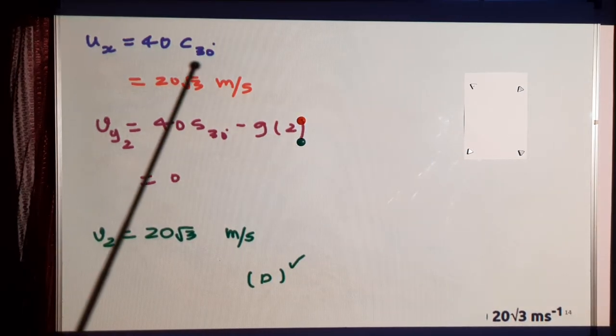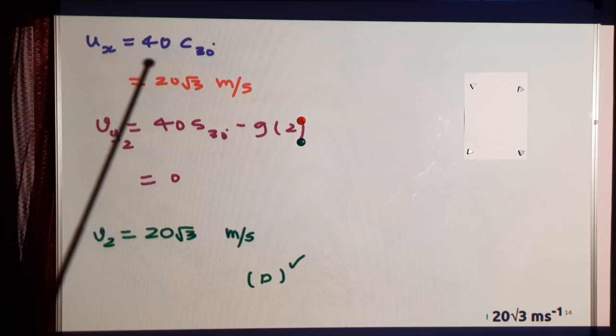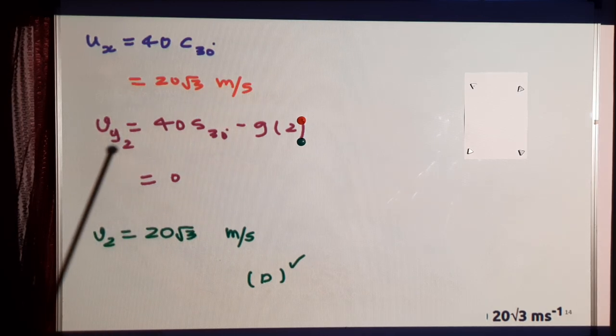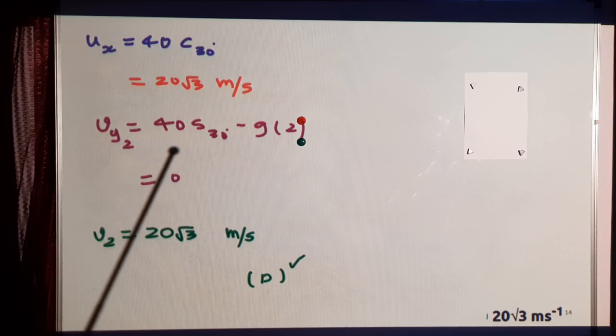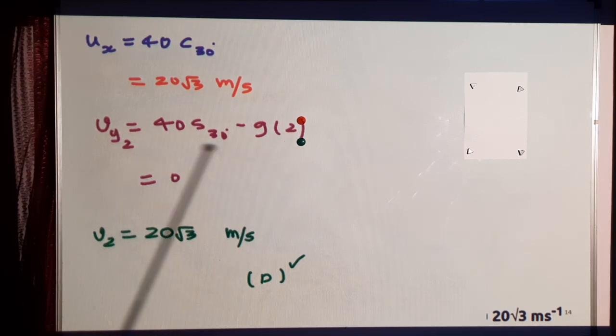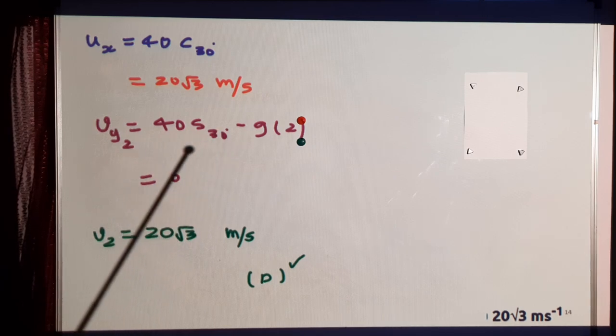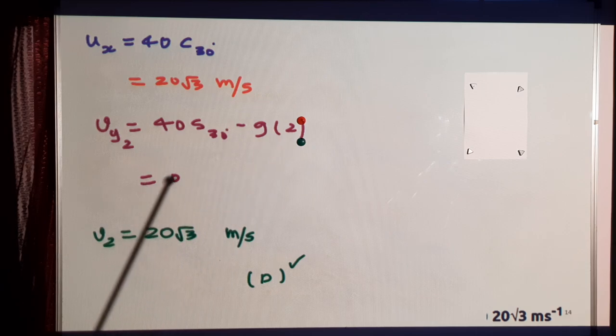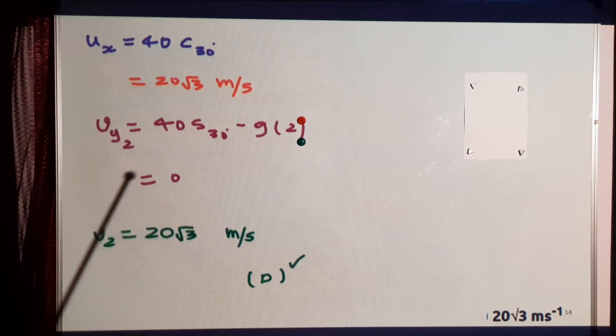The horizontal component of the velocity is 40 cos 30, which is 20 root 3, which is unchanged because there is no acceleration in the horizontal direction. The vertical component will keep on decreasing from the initial velocity of 40 sine 30 minus g into 2. This is v equal to u plus at in the vertical direction. U is the vertical component, 40 sine 30, and then a is minus g, and the time is 2 seconds, which is equal to 0. So at the end of 2 seconds, the velocity will be only the horizontal component, 20 root 3.